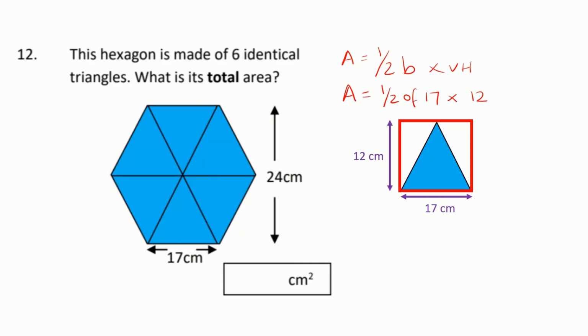So here you would have to do half of 17 and then multiply that by 12, and you half it because if you didn't, you would get the area of the entire shape. And that's how you do that question. That's something you can finish off on your own.